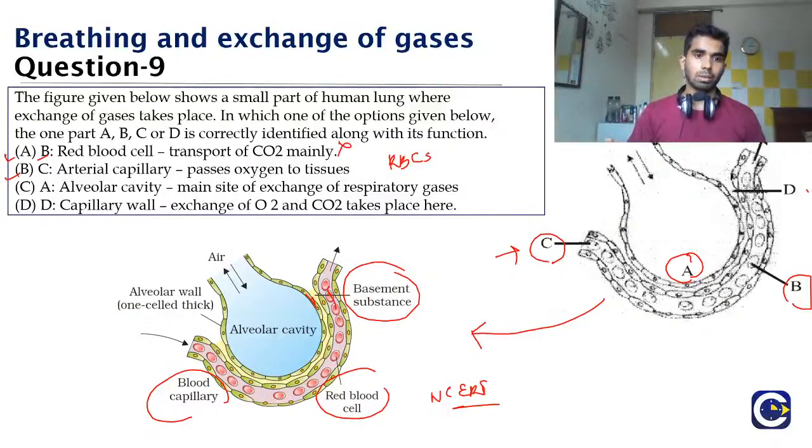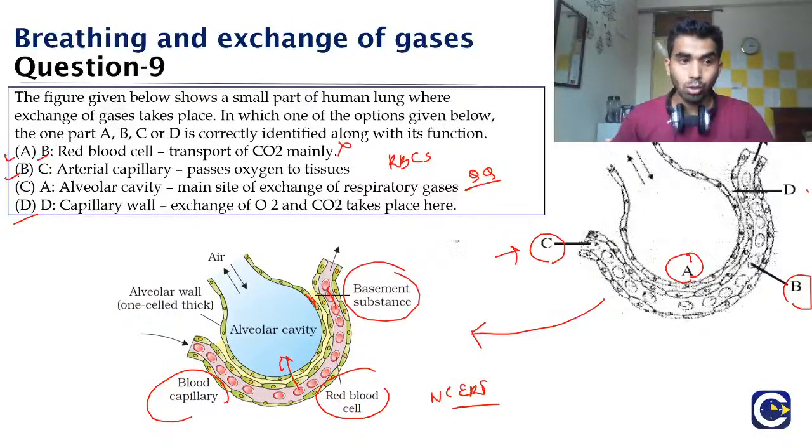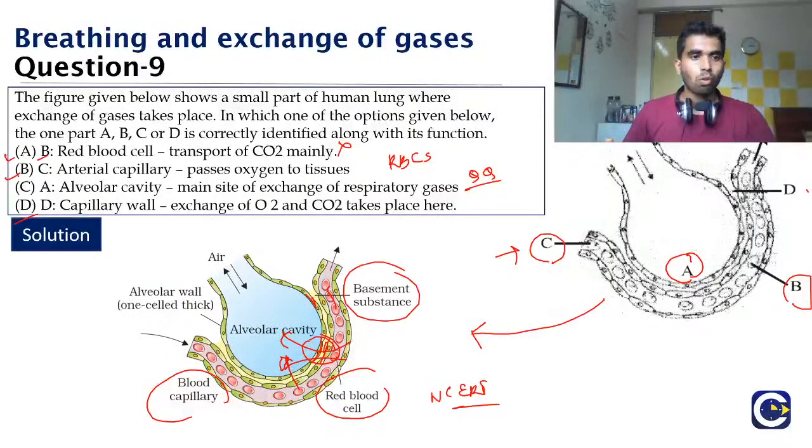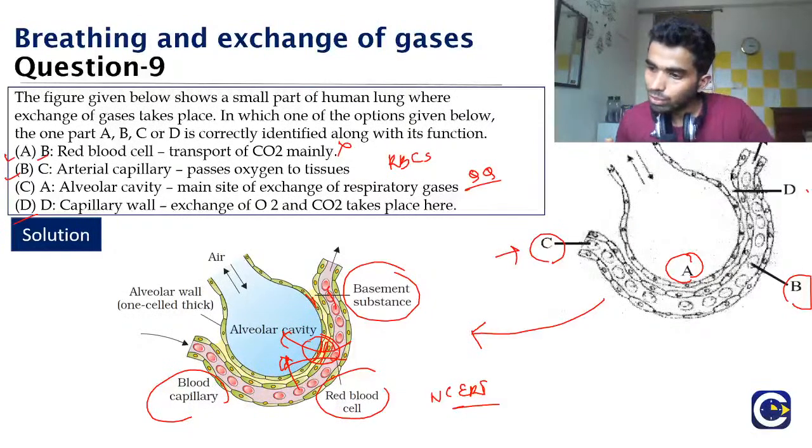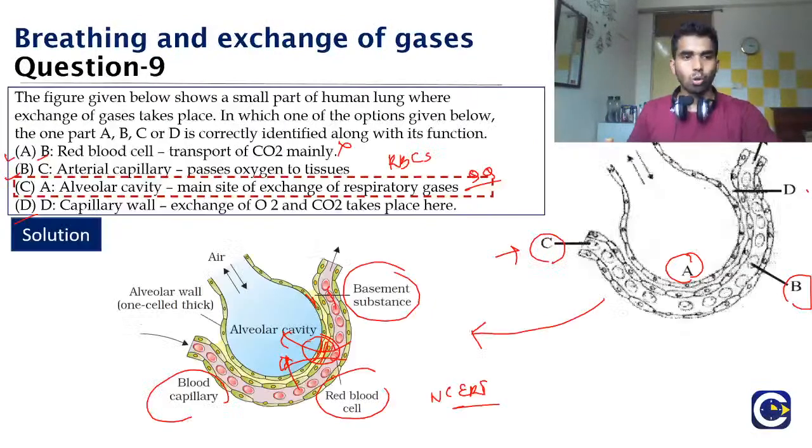Option C is the alveolar cavity, and it is the main site of exchange of respiratory gases. As you all know, that is true, and it is asked in various examinations, so mind it. And option D is capillary wall, saying that it is the place where exchange of oxygen and carbon dioxide takes place. So it is false, because it is the alveolar cavity where the exchange takes place. So what is the correct answer, all of you? Yes Kavya, yes Trisha, yes Jivita, yes Akshaya, you all are right. The correct answer over here is option C.